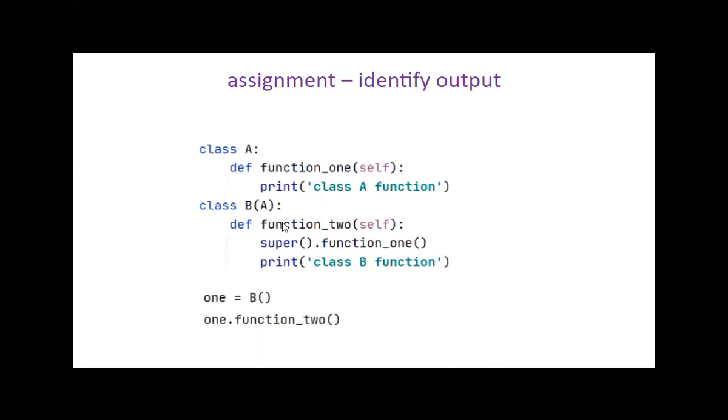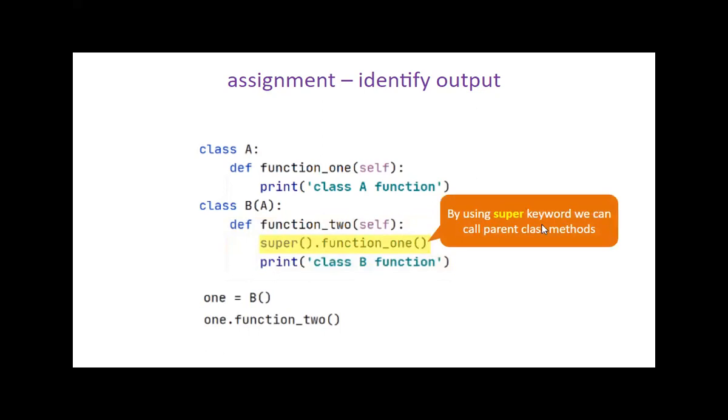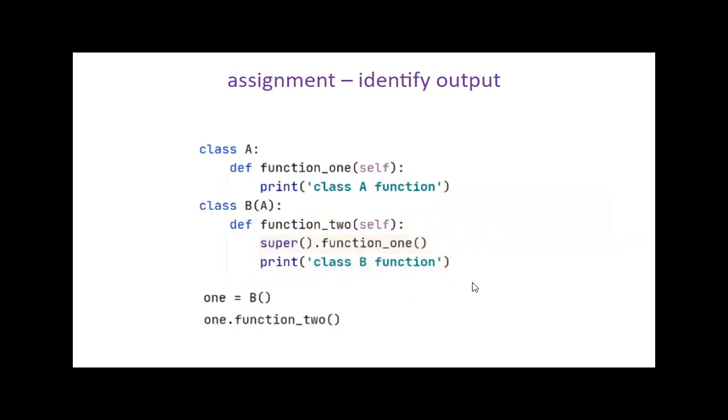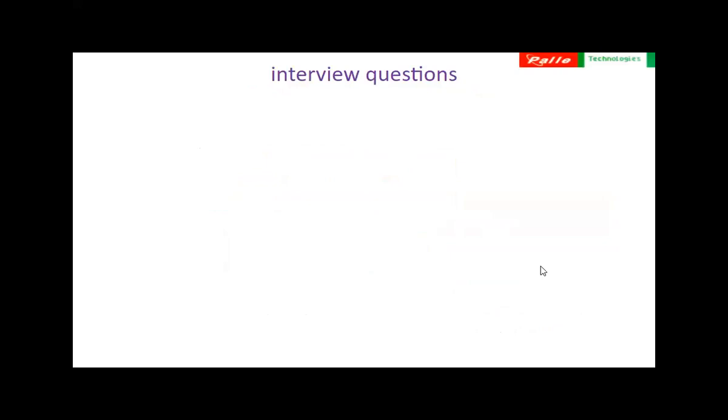So what will be the output of this code? Class A function. By using the super keyword, we can call the parent class method. Remember, this parent class means the immediate parent class method. So the output will be class A function, class B function. Here you may get some interview questions. So what is super?